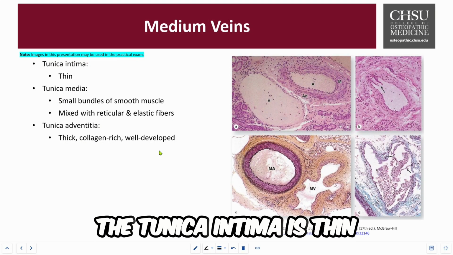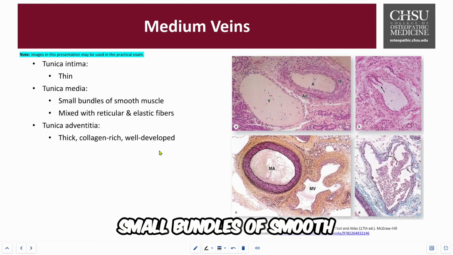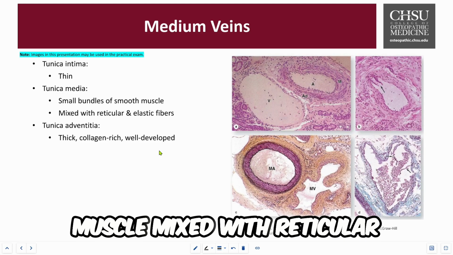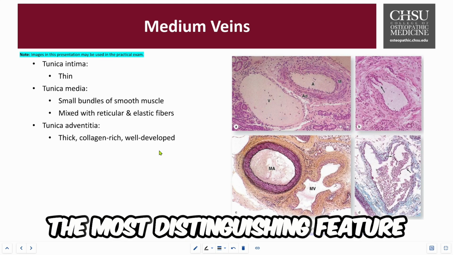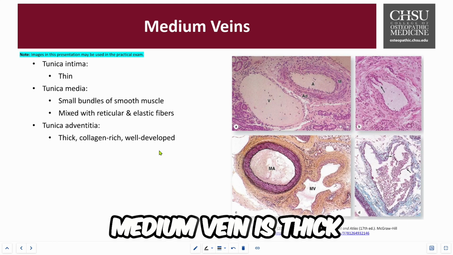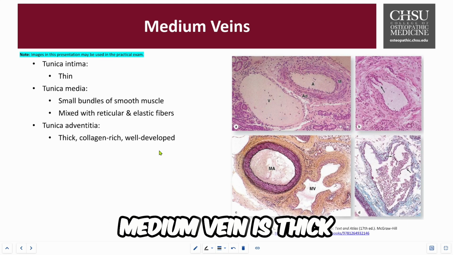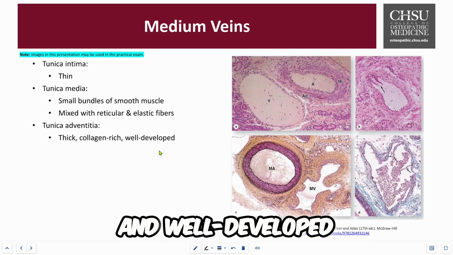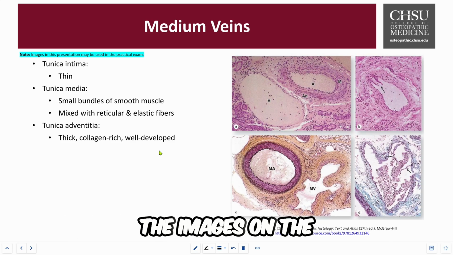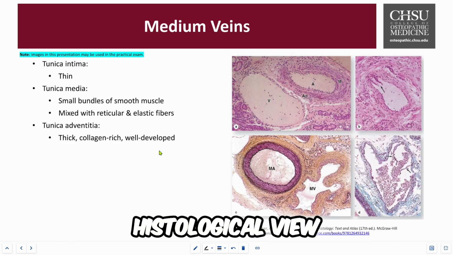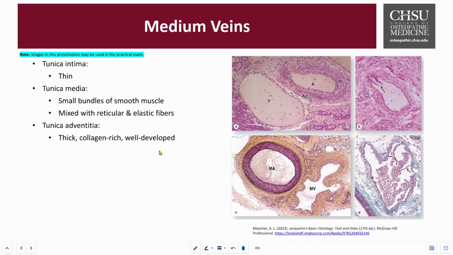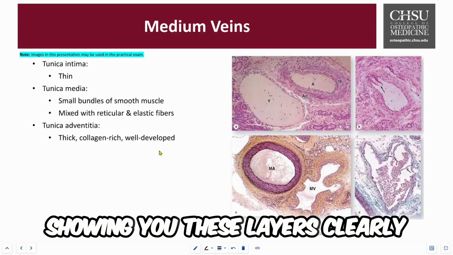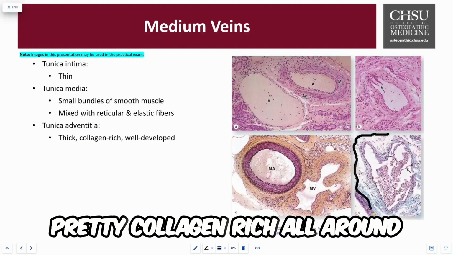Medium veins. The tunica intima is thin. The tunica media contains small bundles of smooth muscle mixed with reticular and elastic fibers. The most distinguishing feature here is that the tunica adventitia of the medium vein is thick, collagen-rich, and well-developed. The images on the slide provide this excellent histological view, showing you these layers clearly. You can see it's pretty collagen-rich all around.